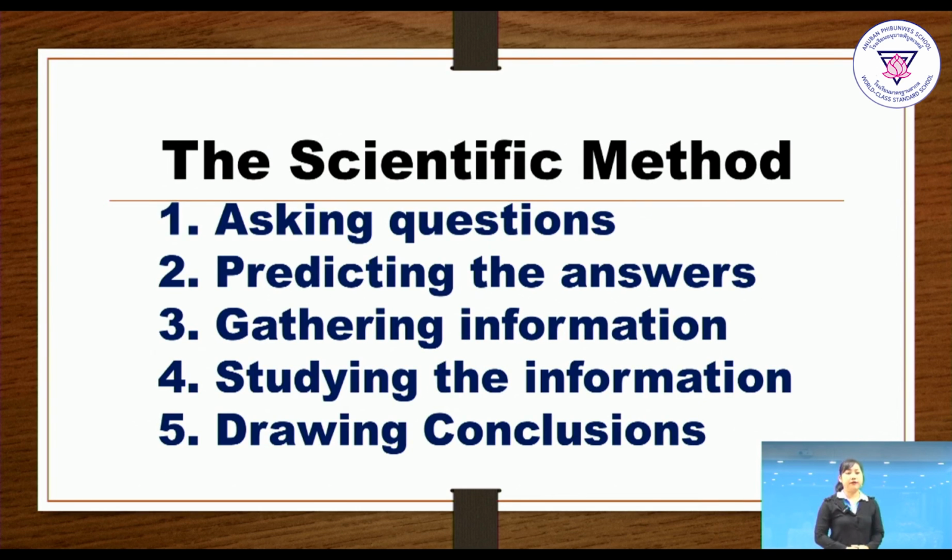So these are the 5 steps of the scientific method that we have learned today. We have the asking of questions, the predicting of the answers, gathering information. The 4th one is the studying of information. And the last one is the drawing of conclusions.